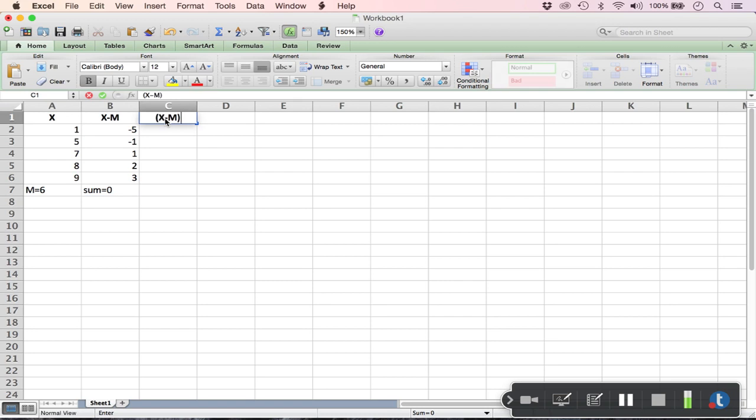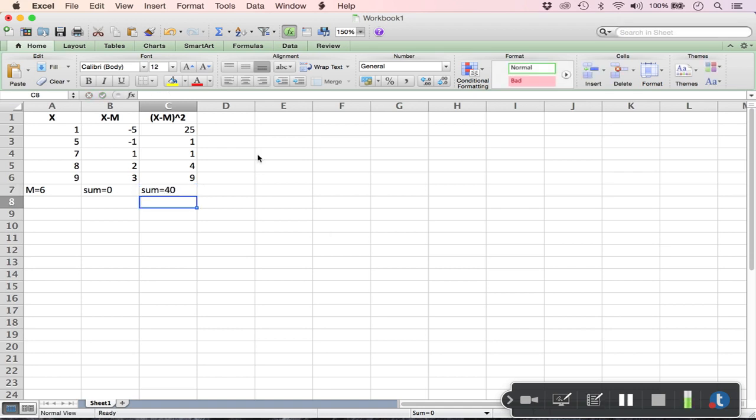So instead of just trying to add those numbers up, we're going to go ahead and square each one. So I'm just going to add on to our formula here. We're going to do x minus the mean, and then we're going to square it. So negative 5 squared gives us 25. Negative 1 squared is 1. Positive 1 squared is 1. 2 squared is 4, and 3 squared is 9.